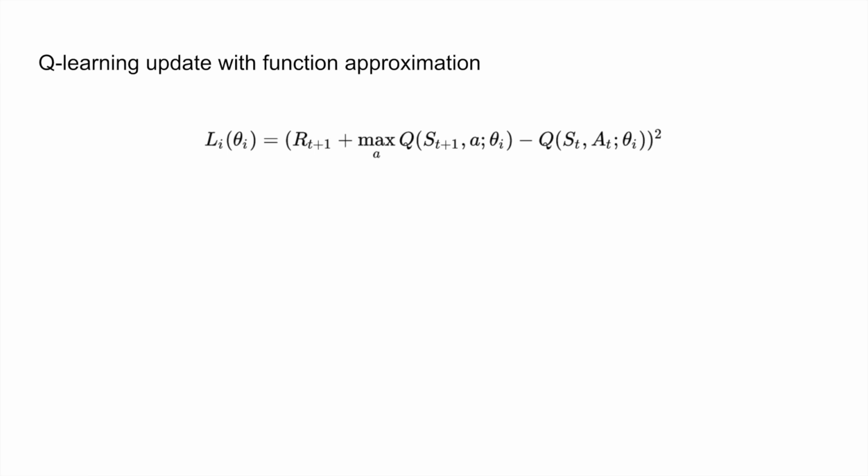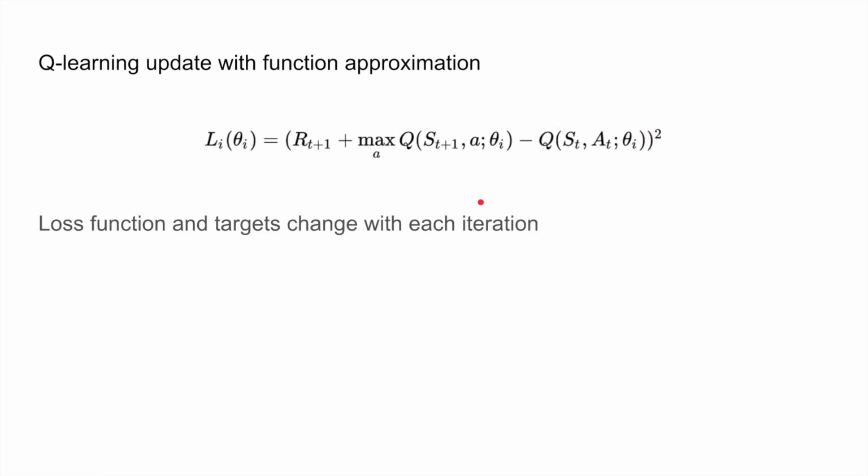Let's look at why this actually happened in the first place. This is the Q-learning update with function approximation. At iteration i, the loss function with respect to the parameters theta is simply the mean squared error between the Q-learning target and the current output of the neural network.